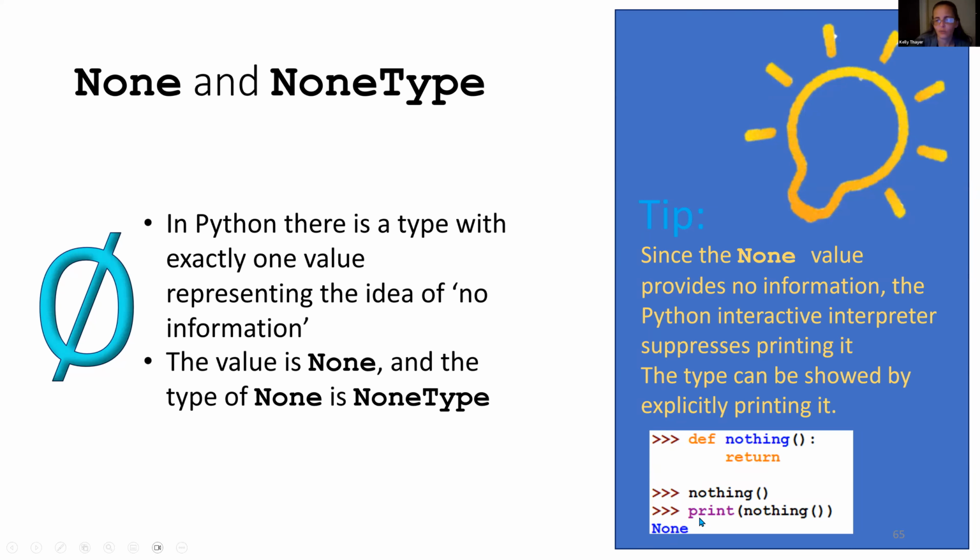And I can force the issue by printing the function call to nothing, which now shows that it's none. The type can be shown by explicitly printing it to demonstrate to you that in fact it is returning none. So don't be fooled. It just gets suppressed because Python, again, is trying to be helpful for you, and I guess not wasting letters on your screen. It just chooses not to show the none because, well, I don't know why, because that's just how it works. And so we want to make sure that we are clear on this, that all functions do return something, just some functions return none, and the type of none is none type.